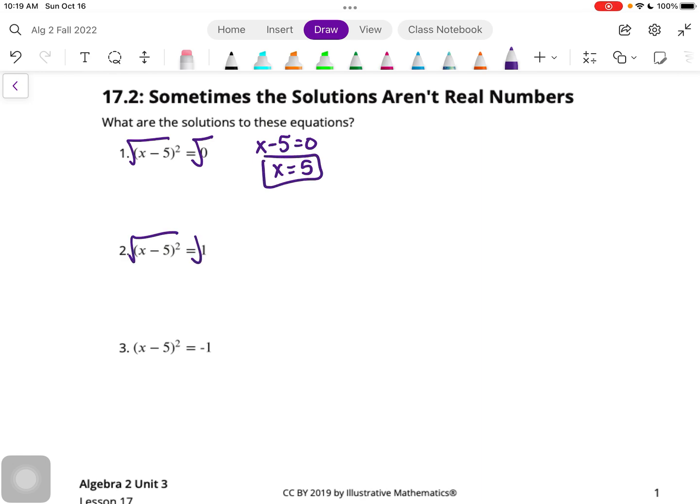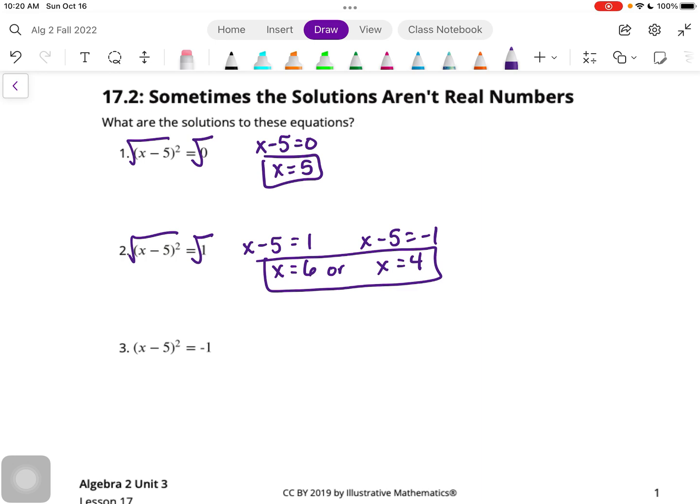Again, take the square root of both sides. So x minus 5 equals plus or minus 1. And I'm actually going to rewrite that into two separate equations because it just makes it easier when we are looking at the solutions. All right, and then we're going to add 5 to both sides. So 5 plus 1 is 6, and 5 plus negative 1 is 4. So we get 6 or 4.